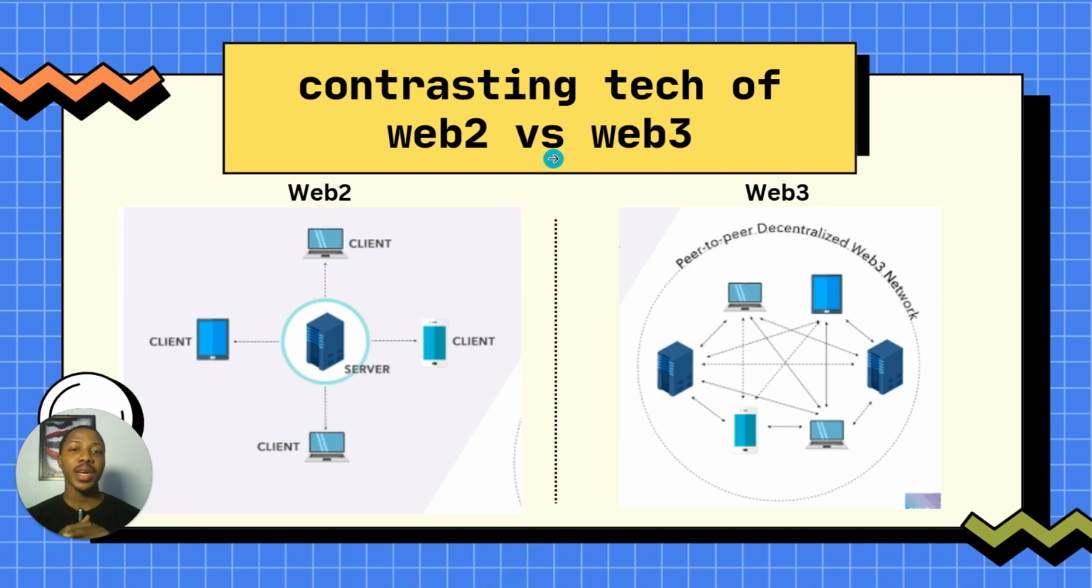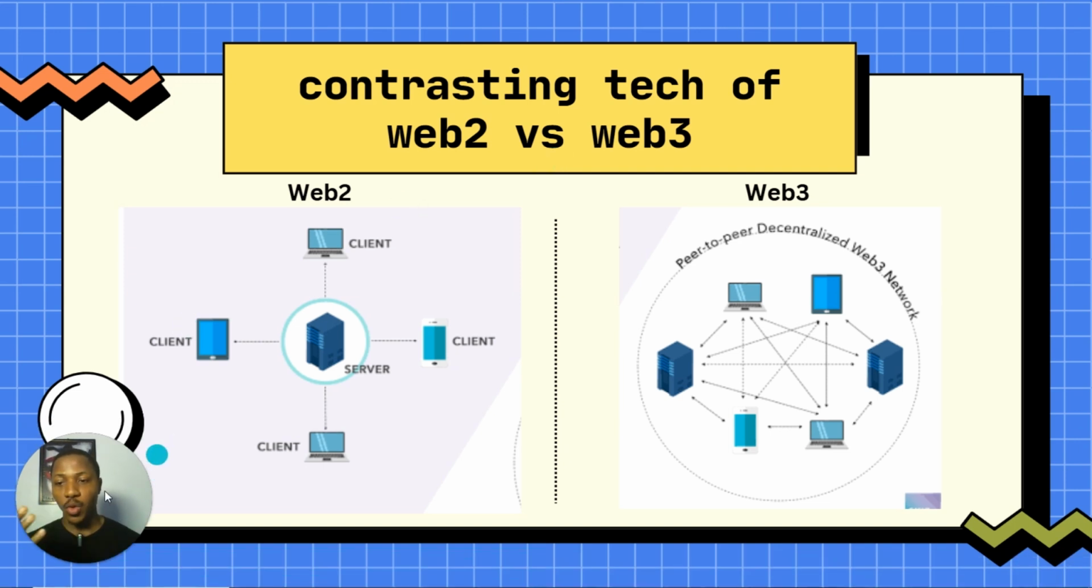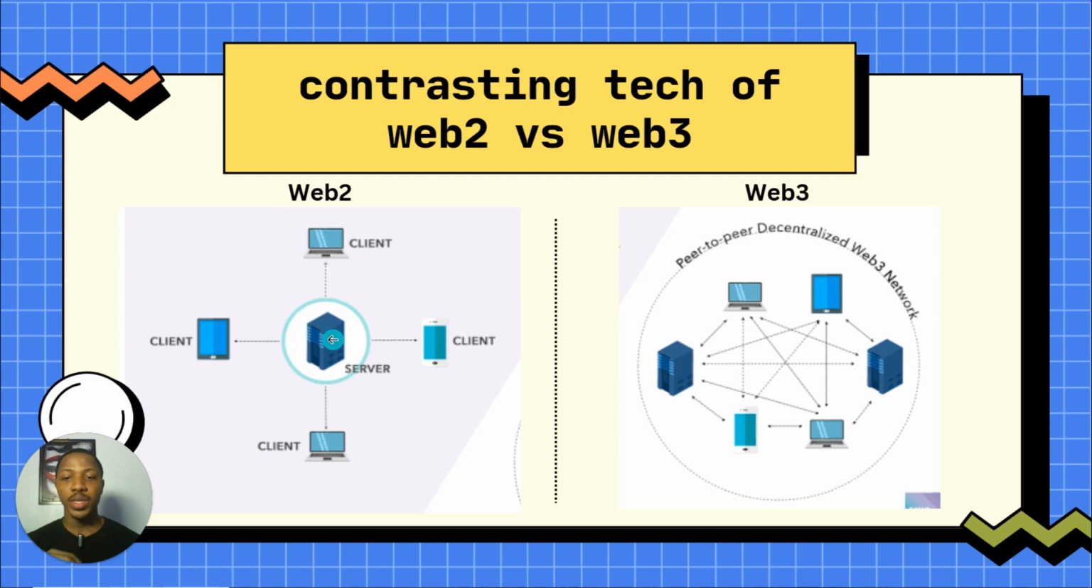So right now, let's contrast the tech of Web 2 with Web 3. As we all know, Web 2 is centralized. What I mean is there is a central authority that controls all the activities that go on in Web 2. For instance, in your financial system in Web 2, you have the bank. For the media in Web 2, you have the platforms you use, like Facebook, Instagram, and all that. Because they are in control, the system is centralized.